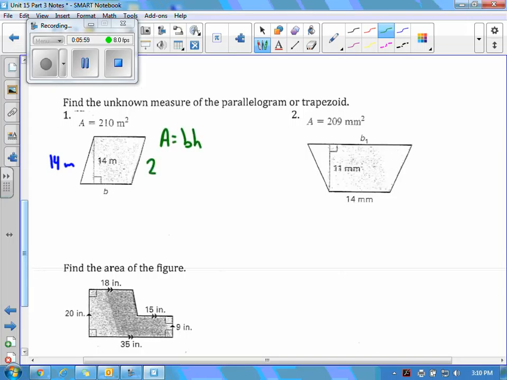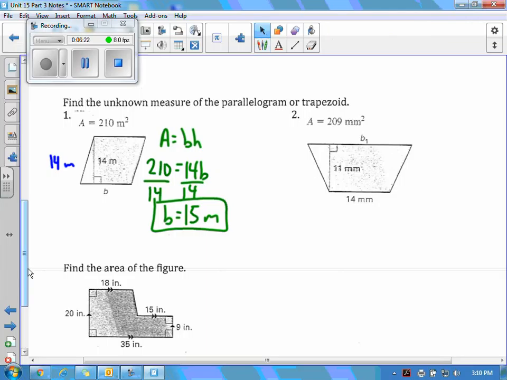We have an area of 210. We have a height of 14. We don't know the base, which is b. So to get the base, I need to divide both sides by 14. 210 divided by 14 is 15. So my base is 15 meters. Now, a base is just a length, so I don't square it. The area is squared, the base is just like that.